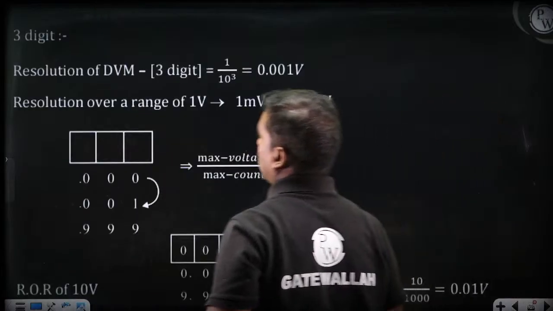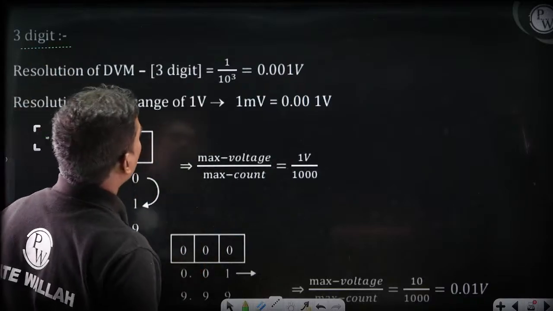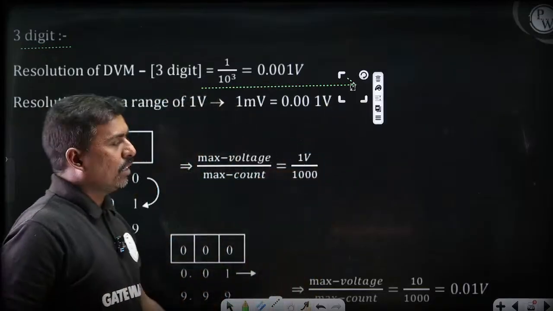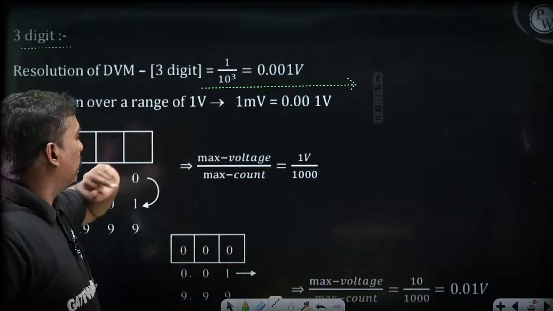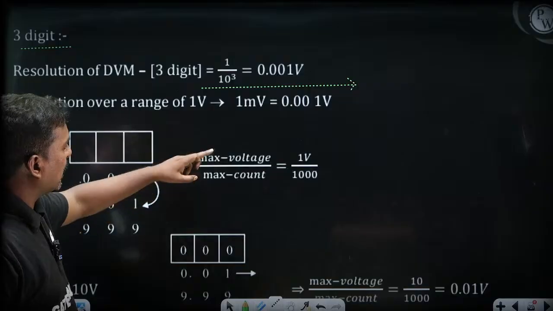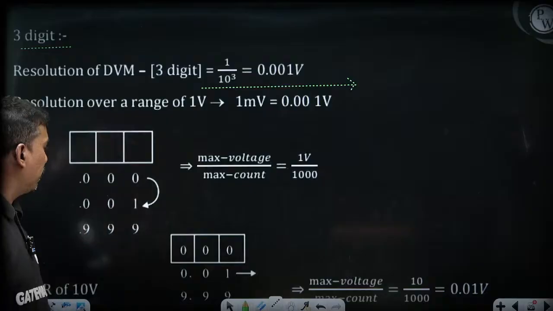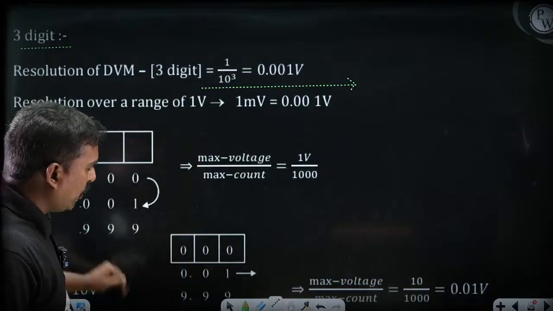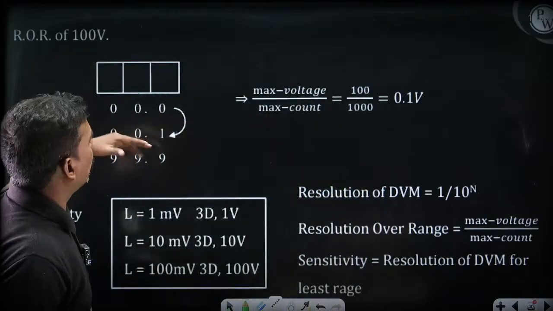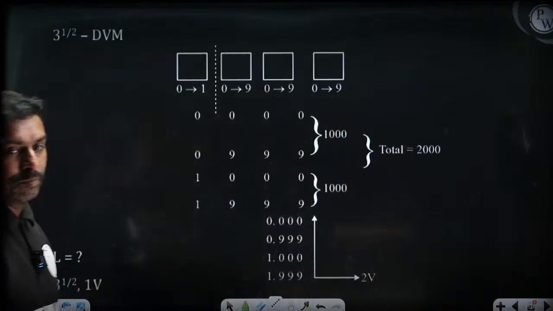For a 3-digit display, the resolution of the DVM is 1 by 10 power 3. If the position selection switch is not given, we can tell it directly as 1 by 10 power n. But if your position selection switch is given, over a range of 1 volt, you take the maximum voltage by maximum counts, 1 volt by 1000, that becomes 1 millivolt. Over a 10 volts range, 10 by 1000 becomes 10 millivolts. For a range of 100 volts, it becomes 100 millivolts.